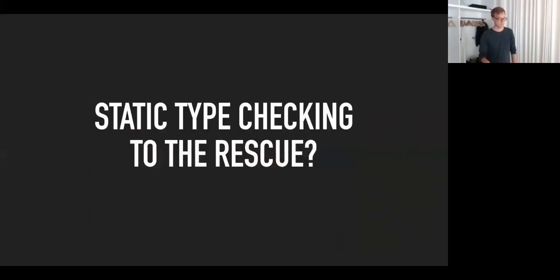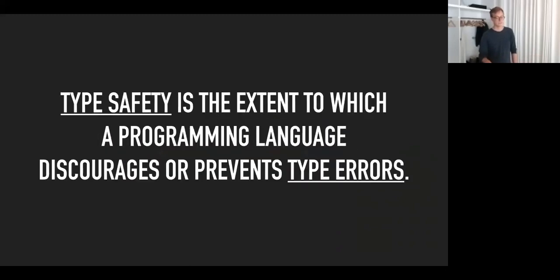That's why I'm looking into if static type checking can help us. And you might wonder, if you haven't worked with static type checking, or if you haven't worked with a language like Java, type safety is basically the extent to which a programming language is able to prevent type errors or discourage type errors. That's the broad Wikipedia definition.